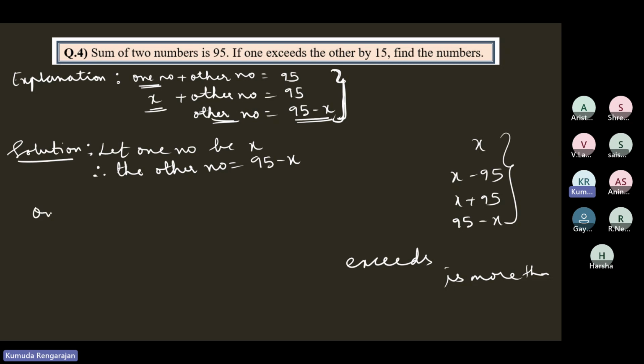That means what? One number minus the other number is equal to 15 because this one is more. This one exceeds. That means this is the bigger number. This is the smaller number. And their difference is 15.